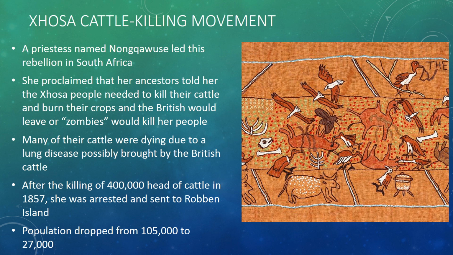After the killing of more than 400,000 head of cattle in 1857, that was a pretty big year, obviously, since the Sepoy Rebellion, she was arrested and sent to jail. The population of the Xhosa dwindled shortly thereafter from 105,000 to 27,000. Actually, if you think about it, the death and starvation that occurred is a direct causation from the killing of all the animals. There was a lot of widespread famine that happened because of that loss of 400,000 head of cattle and all the subsidiaries that come off of it.